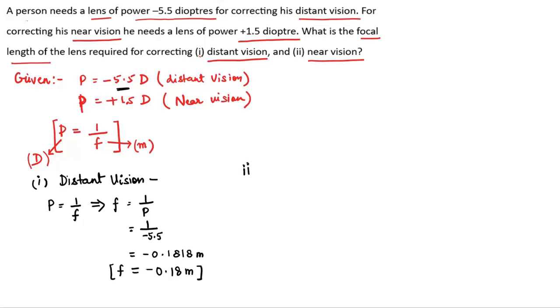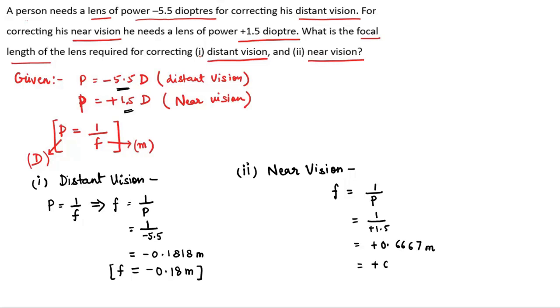Now for the second part, we need to find focal length for near vision, right? So again we use the focal length is equal to 1 divided by power. Now substitute the value for power, which is given as positive 1.5. Now solving this we get plus 0.6667. The unit must be in meter.